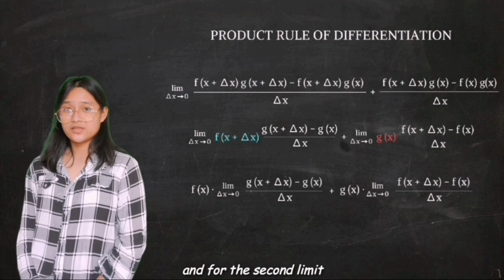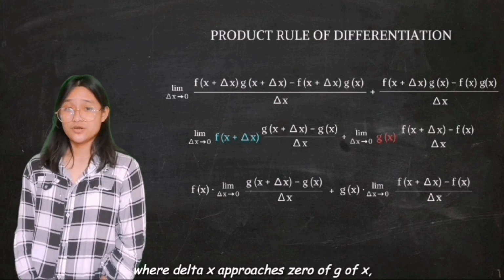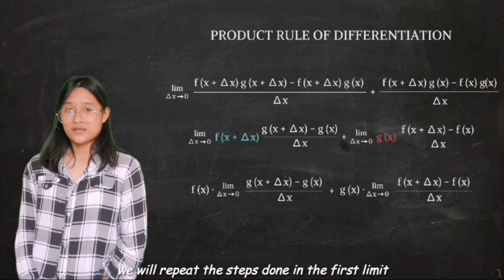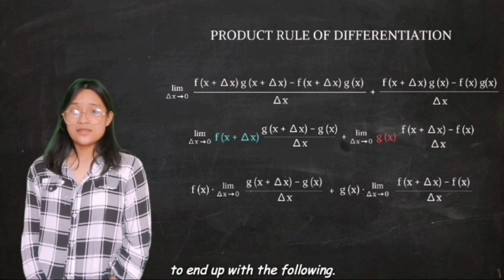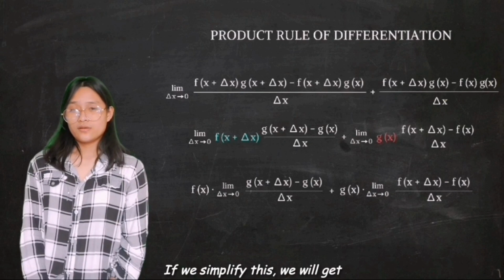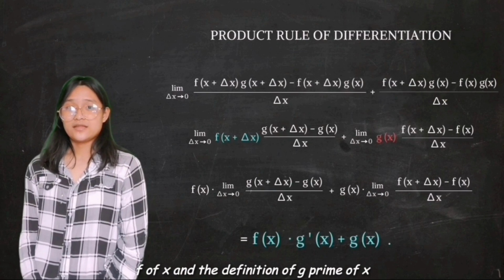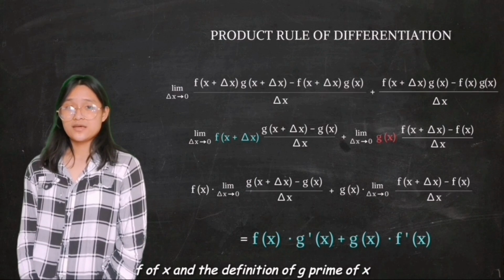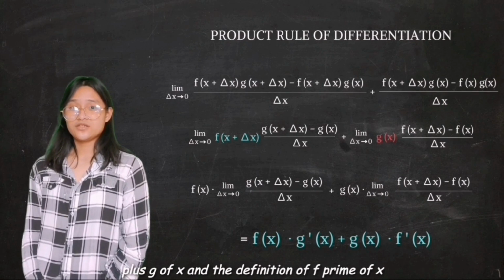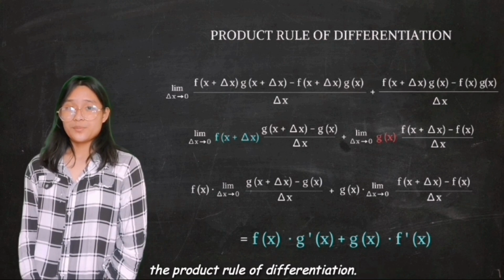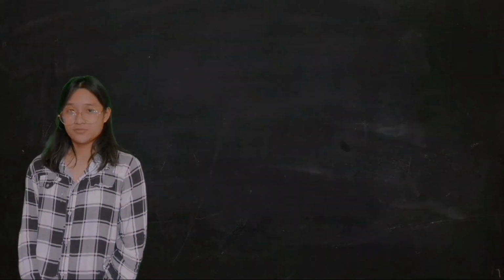And for the second limit, where delta x approaches 0 of g of x, we will repeat the steps done in the first limit to end up with the following. If we simplify this, we will get f of x and the definition of g prime of x, plus g of x and the definition of f prime of x, which completes the proof of the product rule of differentiation.